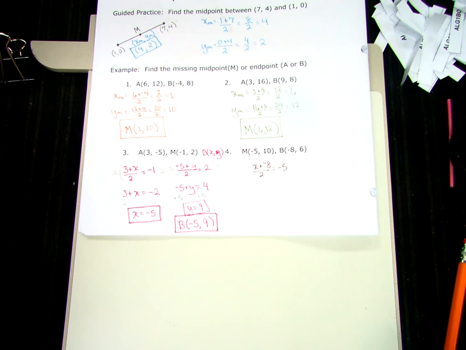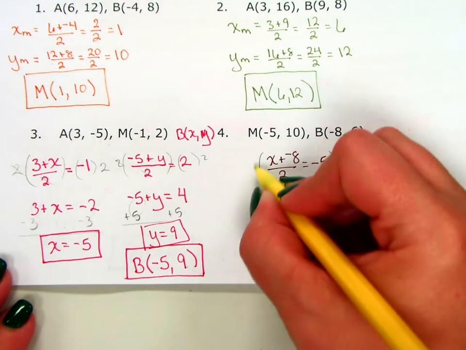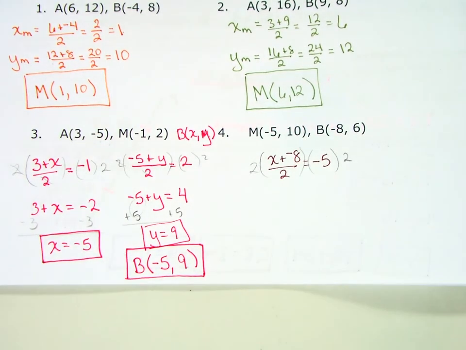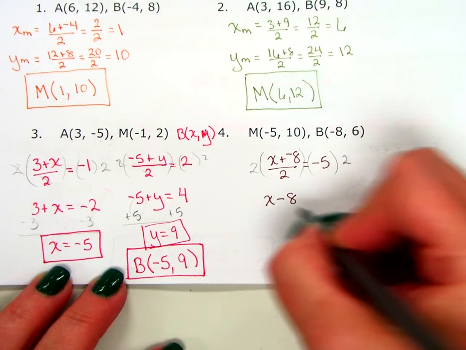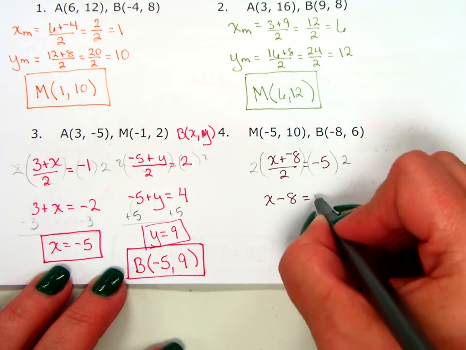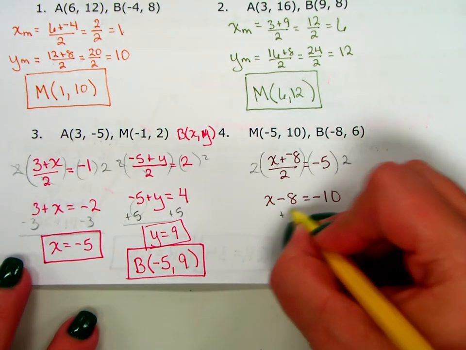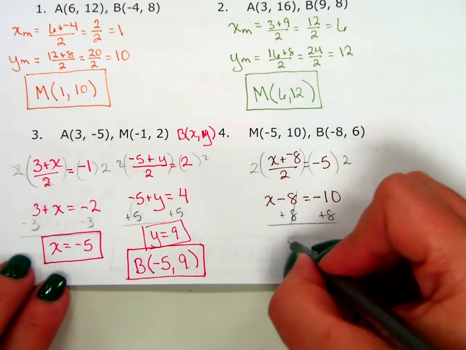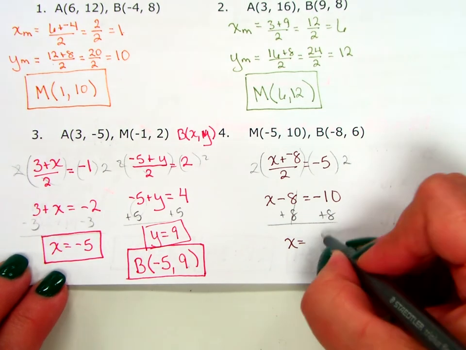What do I do first to solve? Multiply both sides by 2. And then it's x plus a negative 8. Is everybody okay if I change that to x minus 8? That's the same thing. It equals negative 5 times 2, which is negative 10. Now what am I going to do? Addition property of equality. And x equals negative 2.